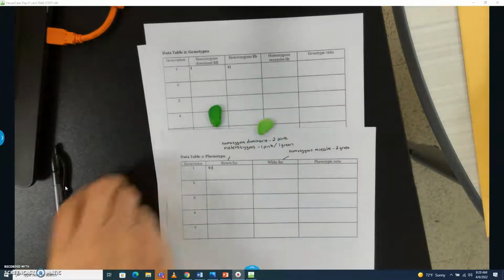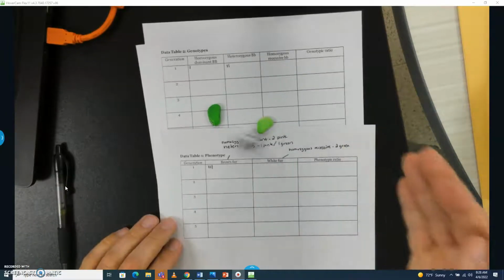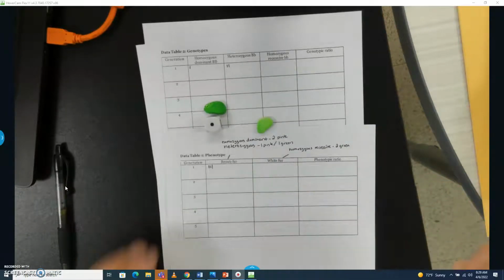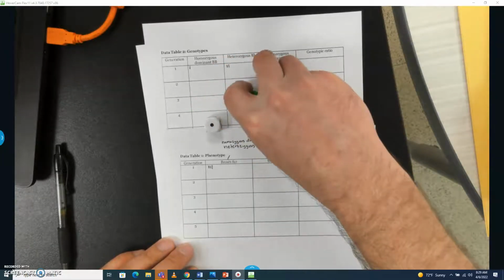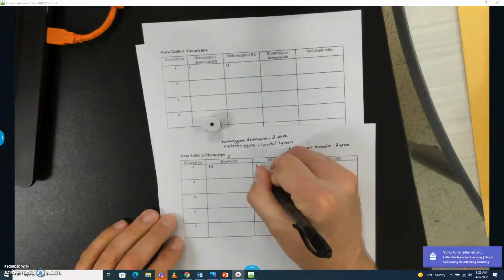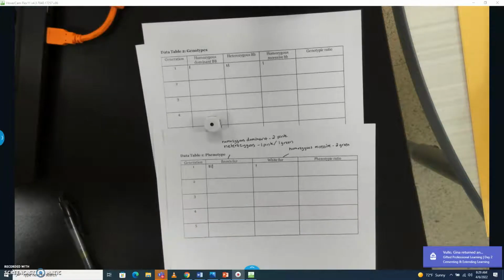Got a green, so that is a white furred mouse. Let's see if this lives or dies. Got a 1. So a 1 meant that the mouse lived. The odds are against the white mouse, but it lived. So we're going to put that with the other beans. Mark it. We got a white mouse. It was homozygous recessive. Let's do this again.